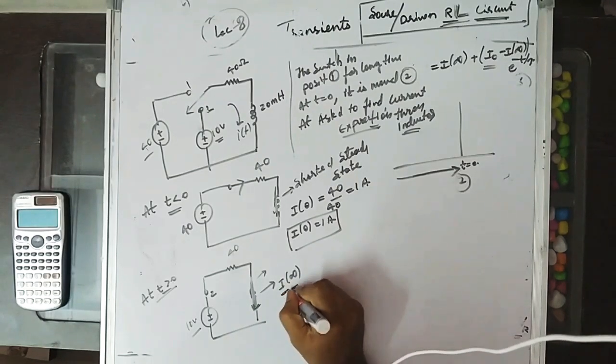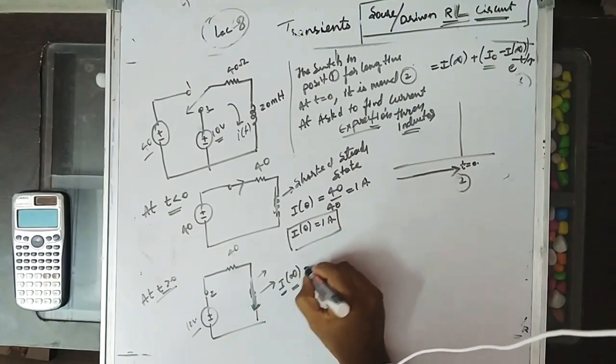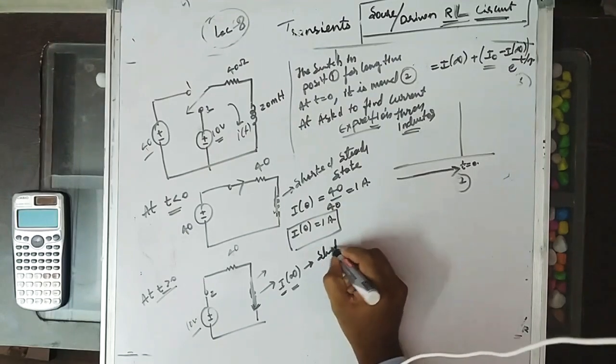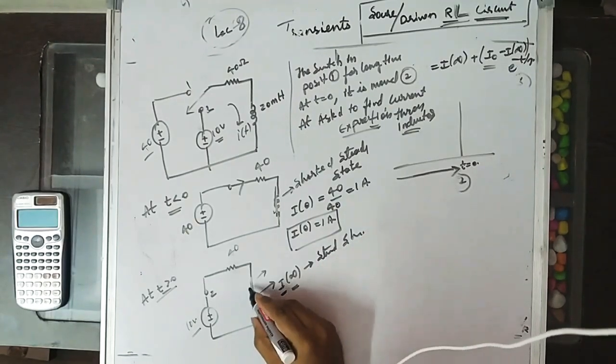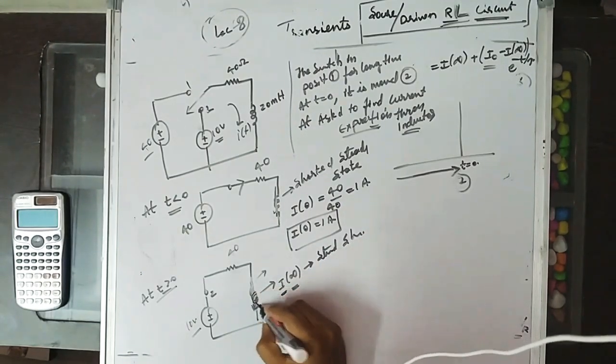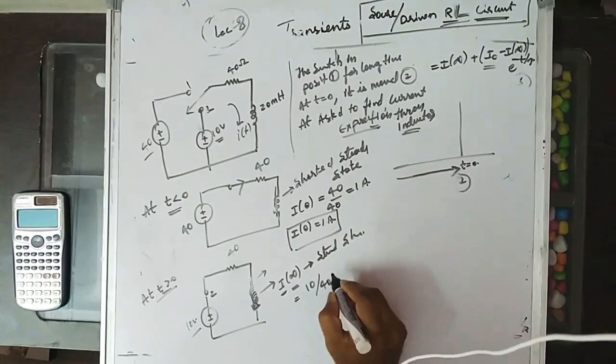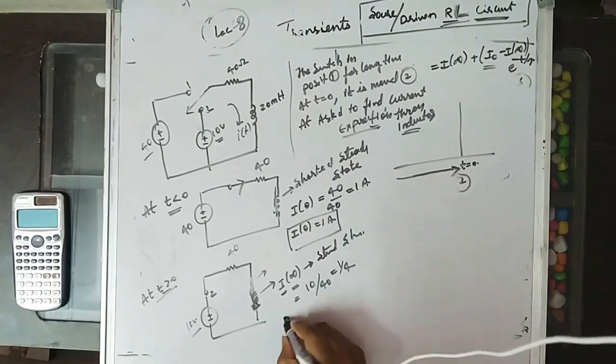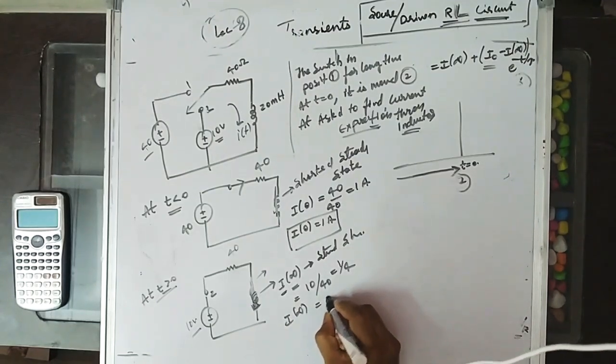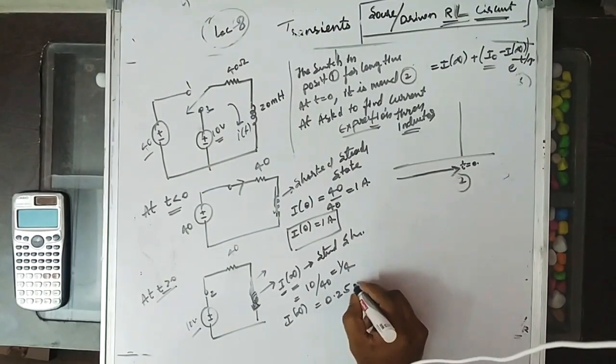So at steady state the inductor is shorted. So I of infinity will become 10 by 40, that is 1 by 4. I of infinity equals 0.25 amps.